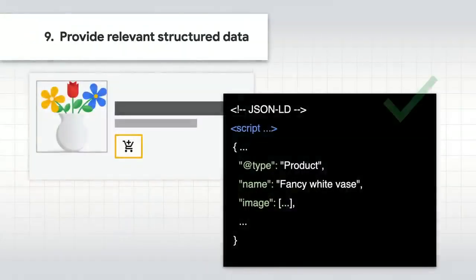Add appropriate structured data markup. Structured data is a way of providing machine-readable information about your pages and their content. Depending on the type of page, you might use different kinds of structured data. For example, a recipe page may use recipe structured data. A news article might use news article structured data, and an e-commerce site might use product structured data. We have information about all kinds of structured data in our developer documentation.